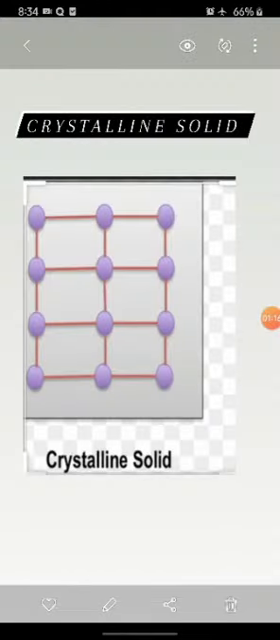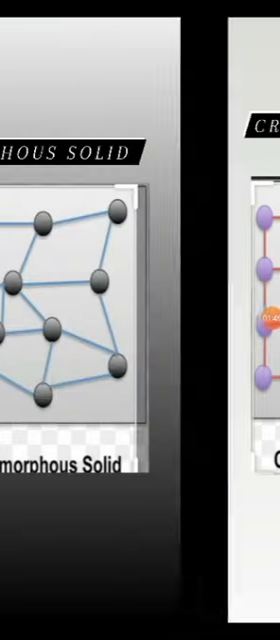So third is crystalline solid. It is a solid material whose constituents are arranged in a highly ordered microscopic structure, forming a crystal lattice that extends in all directions. These are those substances whose constituent particles, atoms, ions or molecules are arranged in a definite geometrical pattern in 3D space. For example, diamond, salt.